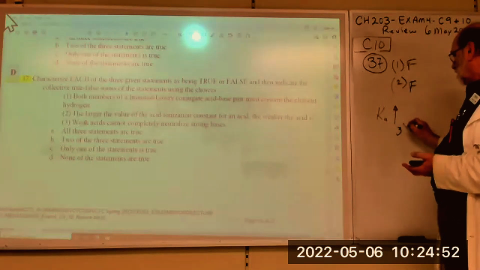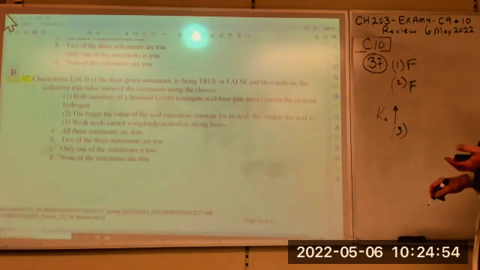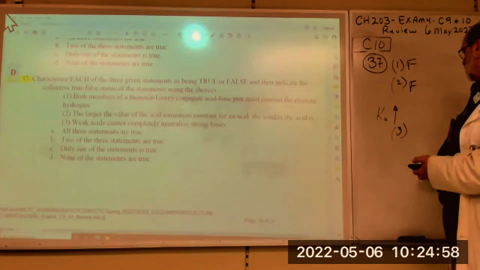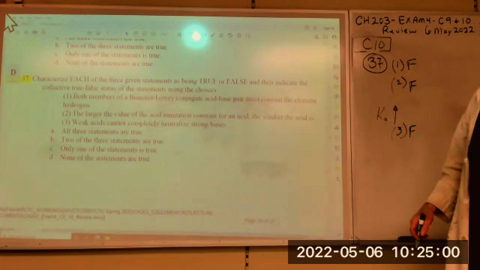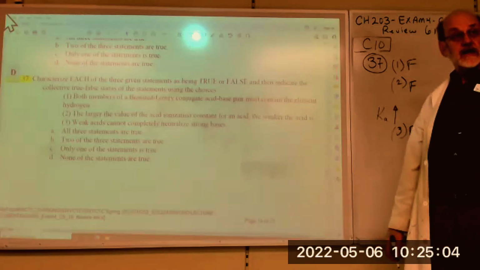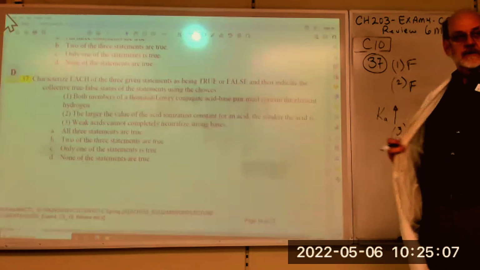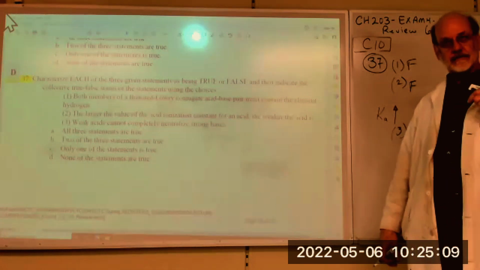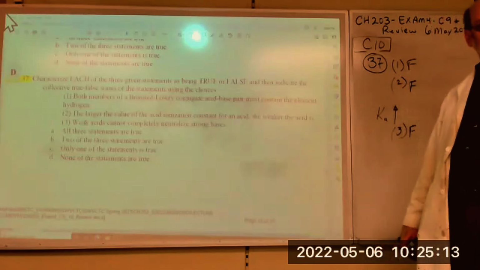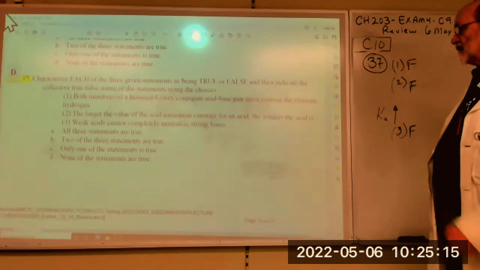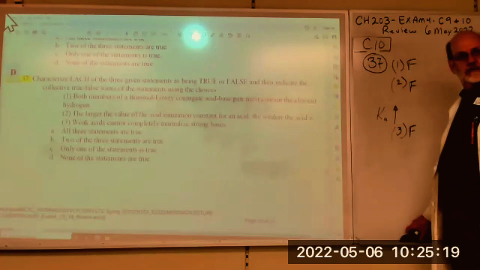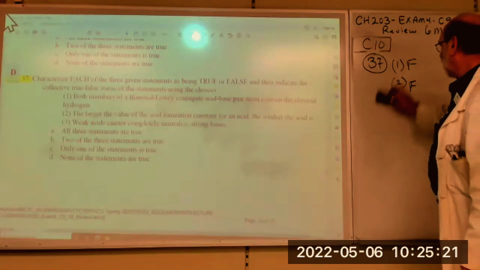How about 3? Weak acids cannot completely neutralize strong bases. No, they can neutralize strong bases. They do it at a different pH. The pH at equivalence is different for each one, actually. But no, weak acids can. So none of the statements are true. They're all false.